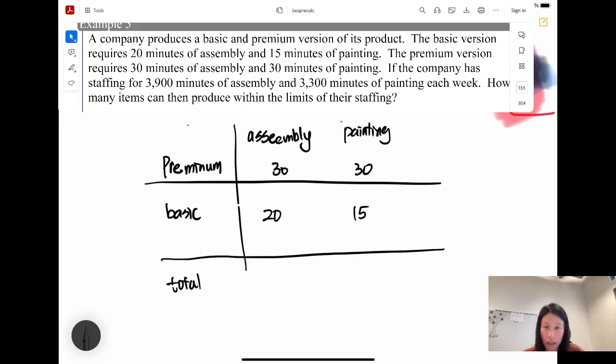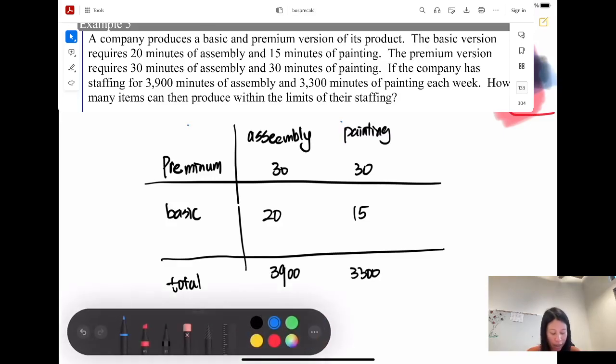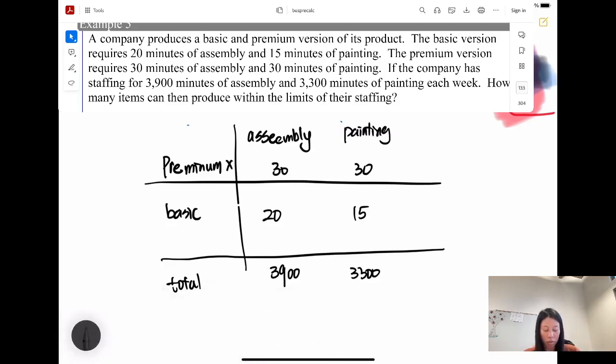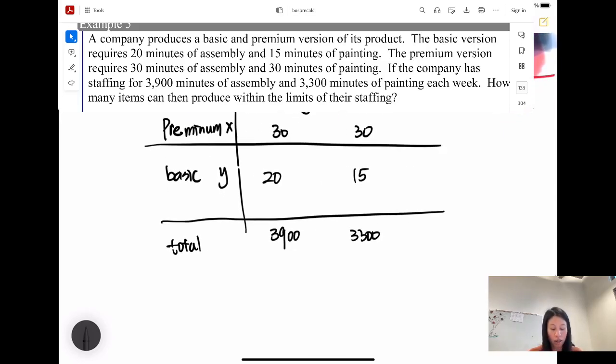So the total assembly time that they have is 3,900 and the total painting time is 13,300. If we let them produce X premium and Y basic products, what would be the total assembling time? The total assembling time should be 13X plus 20Y.